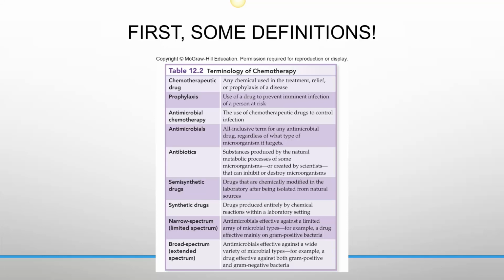So some definitions. Now these definitions are all completely written out for you, but I'm just going to go through them briefly. So a chemotherapeutic drug. Chemotherapeutic. Chemo is chemical, therapeutic, therapy. So it's any drug that's used to treat anything. So it's not talking about just antibiotics. Any chemotherapeutic drug could be like a blood pressure medication, a beta blocker, antihistamine. So any type of drug that's used in the treatment, relief, or prophylaxis of a disease.